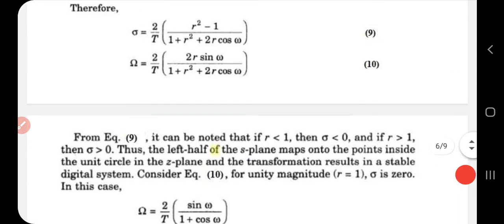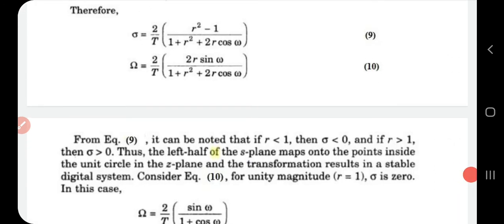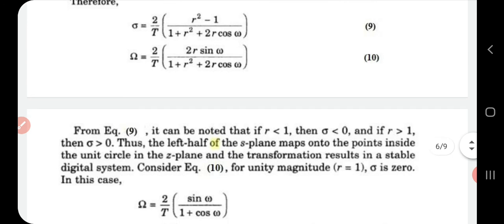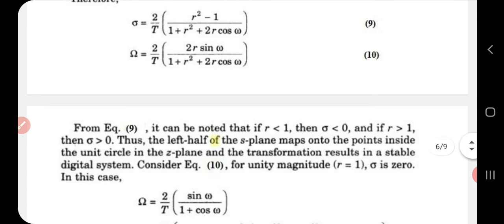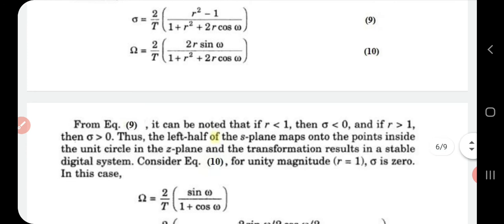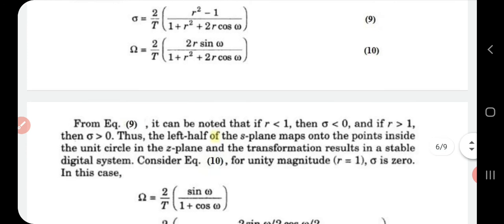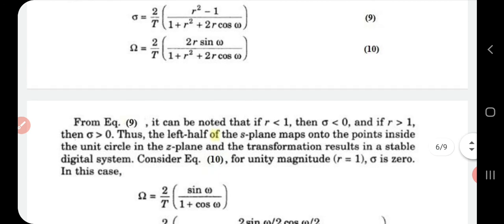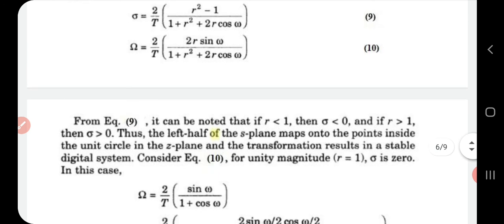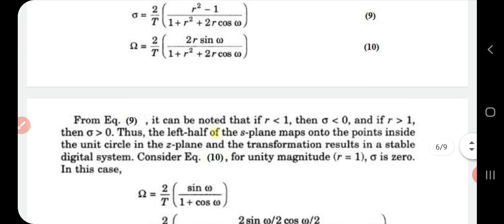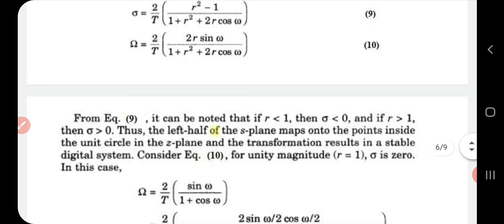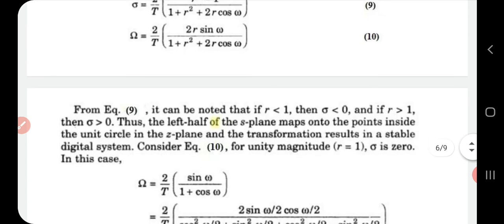Now from equation 9, it can be seen that if r is less than 1, then sigma is less than 0, and if the reverse occurs, that is if r is greater than 1, then sigma is greater than 0. Thus the left half of the S-plane, as I already said, is completely mapped onto the points inside the unit circle in the Z-plane, and as a result, after the transformation, we get a stable digital system. This I have already mentioned.